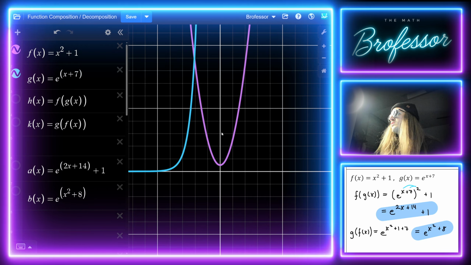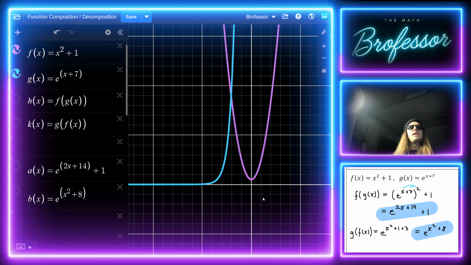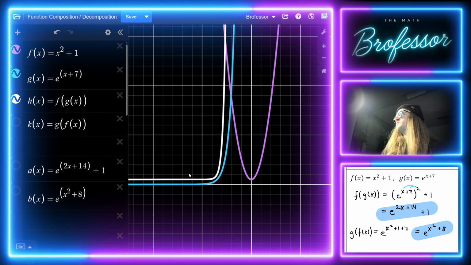Okay, so let's see here. Let's zoom out a little bit. There we go. Okay, so now we can see our blue graph here is exponential. Blue is exponential, purple is quadratic. We got a parabola here. And if we do f of g, that's what it'll look like, a steeper looking exponential. And is that consistent with our answer? Yes, it is. All right, very good.